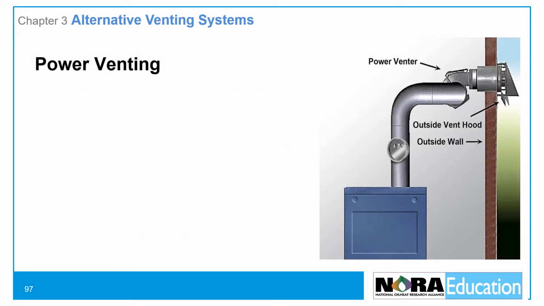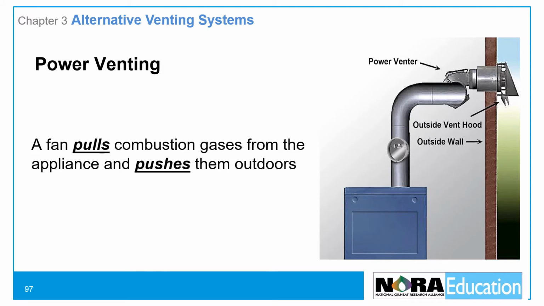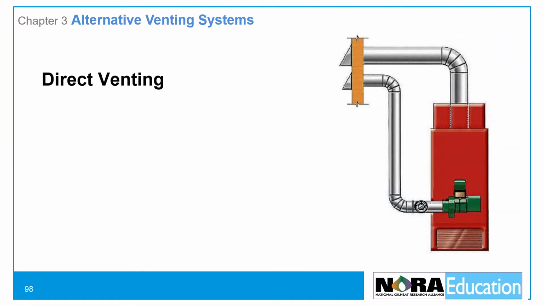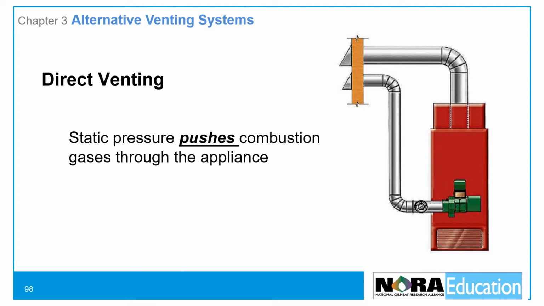With power venting, a fan attached to the flue pipe where it exits the building pulls the flue gases out of the heating unit. With direct venting, the static pressure created by the burner pushes the combustion gases through the heat exchanger and out of the building.